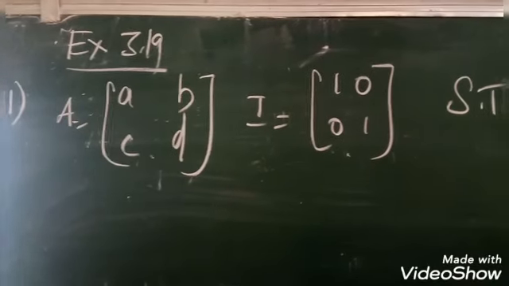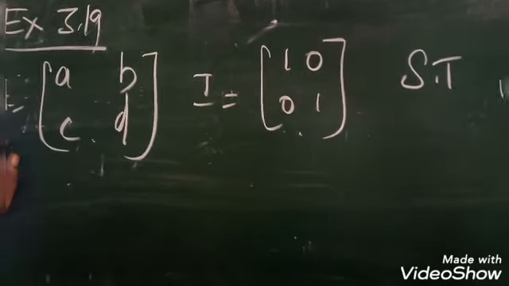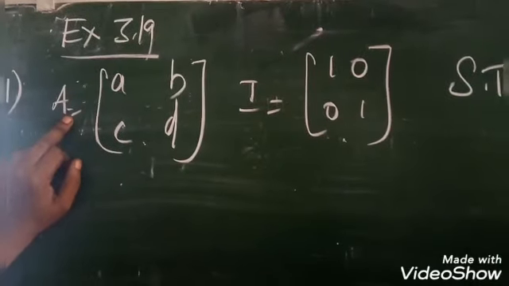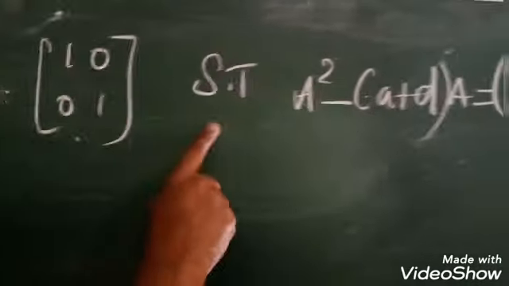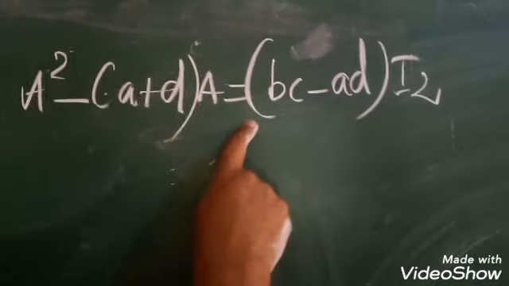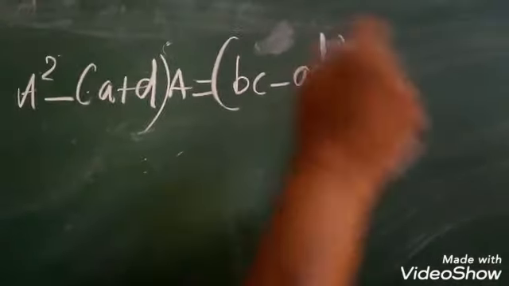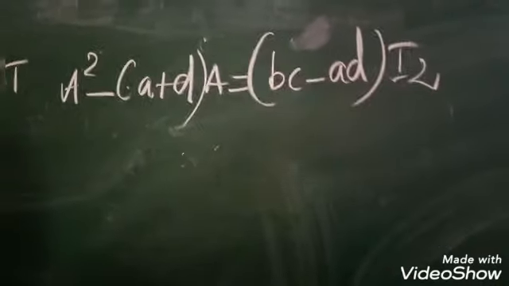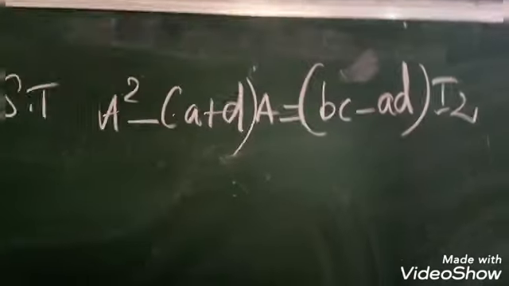See girls, the 11th sum they have given, it's a very important 5-mark question. A matrix is given, I matrix is given. Show that A squared minus (A plus B) into A is equal to (BC minus AD) into I2. I2 means, as we already know, the unit matrix of 2 cross 2. Okay girls, first let us see the LHS.